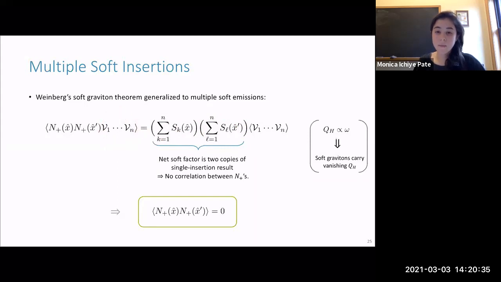in the scattering process. And roughly the way to understand that was, if you recall, these soft factors could be interpreted as the eigenvalues of single particle states under a hard charge, which was proportional to the energy. And so there is no contribution between these two, simply because these are zero energy gravitons and therefore carry vanishing hard charge or have a vanishing soft factor. And since this net soft factor is just two copies of the single insertion, there's no correlation between the N pluses. And so their two-point function, for example, vanishes.